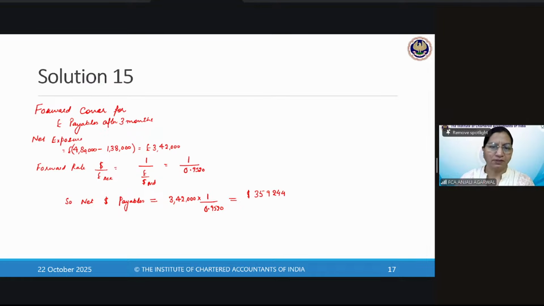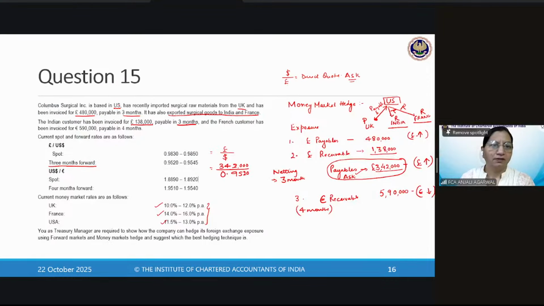So these are the dollar payables, right? We have covered already. The US person imported surgical equipments from UK, so it had pound payables. But after receiving 138,000 pounds, net pound payables were 342,000, for which you are going to cover under the forward market. Forward market applicable rates were this, bid and ask. However, you needed the dollar by pound ask. Given is pound by dollar, so 1 upon 0.9520. Okay. So after 3 months, what is your outflow? That has been covered. Next, euro.